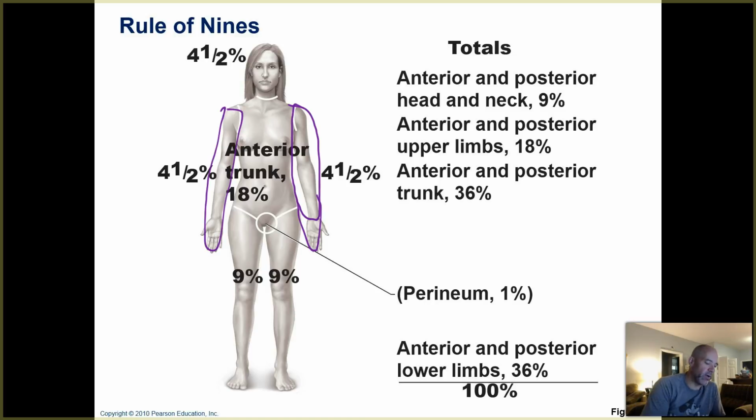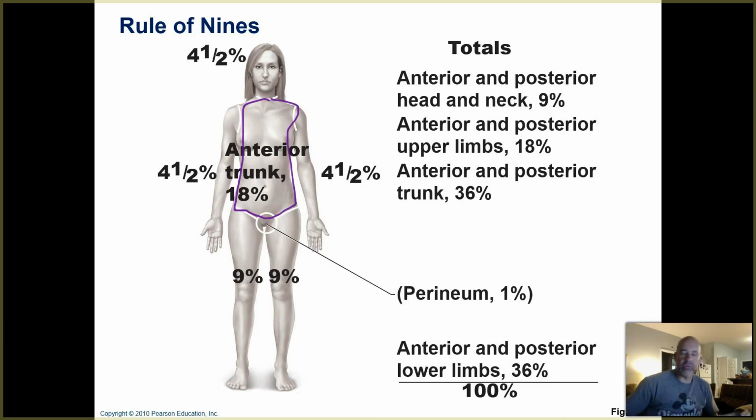All right, your anterior trunk, if you take 9 times 2, you get 18. Anterior trunk has about 18% of your skin surface area. Posterior trunk also has about 18%. So together they make up about 36% of your skin surface area. What if somebody said this person has about half of the anterior trunk burned? That would be about a 9% coverage.